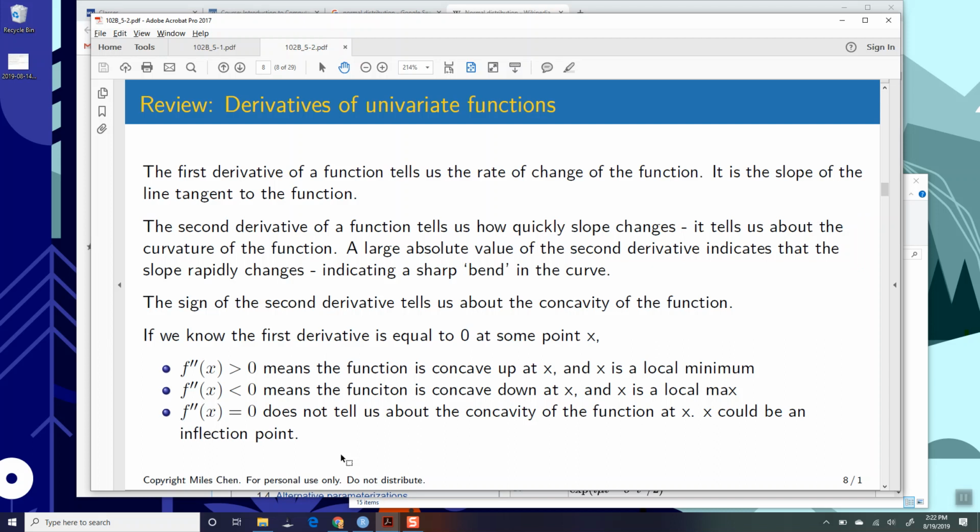All right. So Fisher information. Let's go backwards. All right, so let's talk about derivatives.